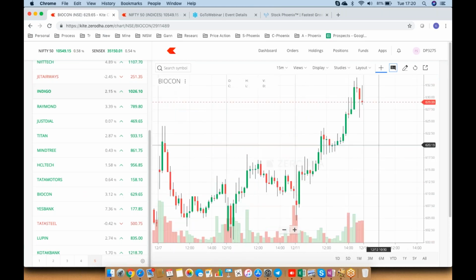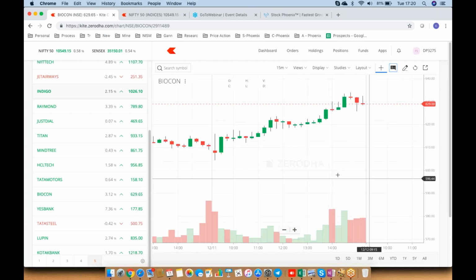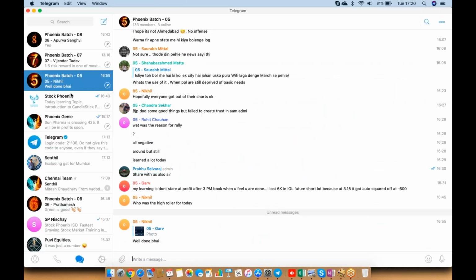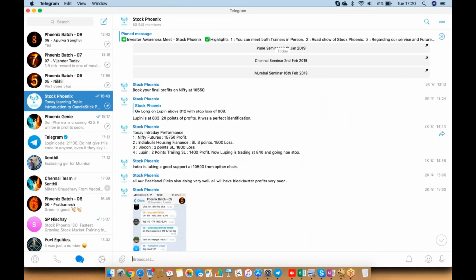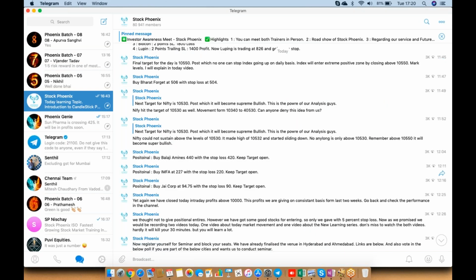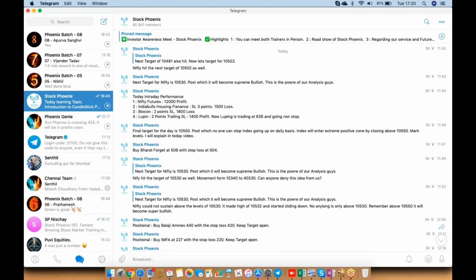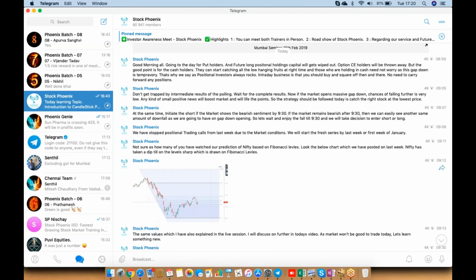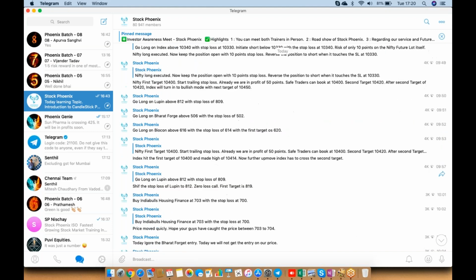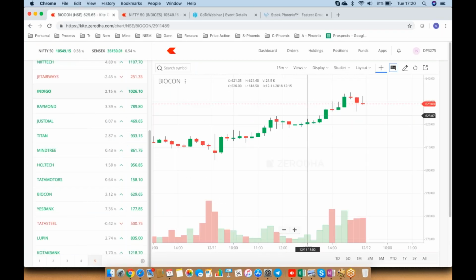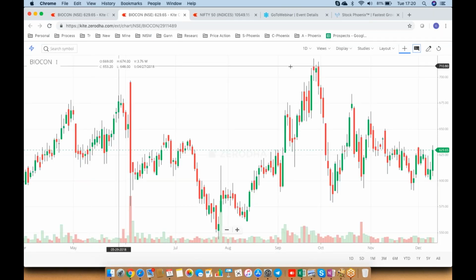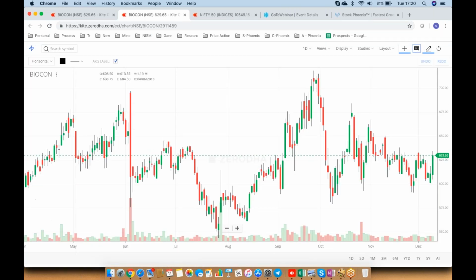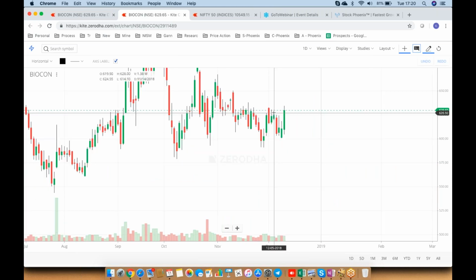See, this was a move I expected on Biocon. Let me look at the Biocon call we had given. We gave a 2 point stop loss, which was hit today. Let me check. Our level was 616 with the stop loss at 614. Why did I give such a small stop loss? Because I don't want to lose huge money because of huge volatility in the market.